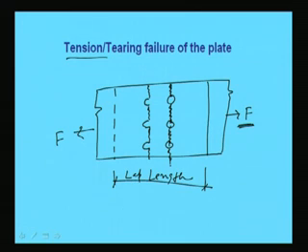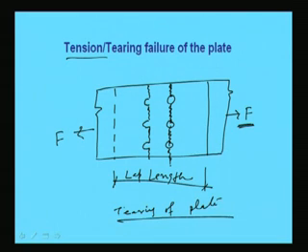So, this is called tearing of plate. So, tearing of plate is happening. So, this is because of the lesser thickness of the plate or higher magnitude of the load. So, we have to find out what is the strength, means tearing strength, accordingly we have to design the joint.